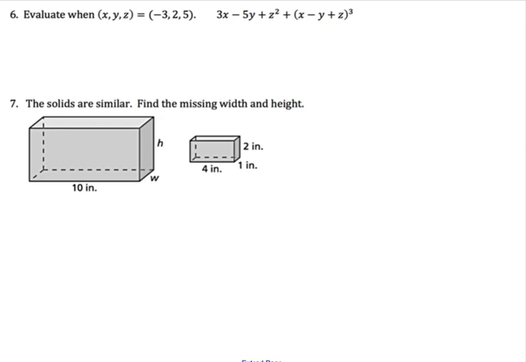Number 6, you're going to use x, y, z to be negative 3, 2, and 5. So x is negative 3, y is 2, z is 5. And you plug those in for all of these x's, y's, and z's. And then you figure out what the answer is using the order of operations. Number 7, the solids are similar. Find the missing width and height. Since similar solids will also be the same as similar shapes, corresponding parts will be proportional. So 10 becomes 4. You're going to use the same proportions to figure out what h and w become.